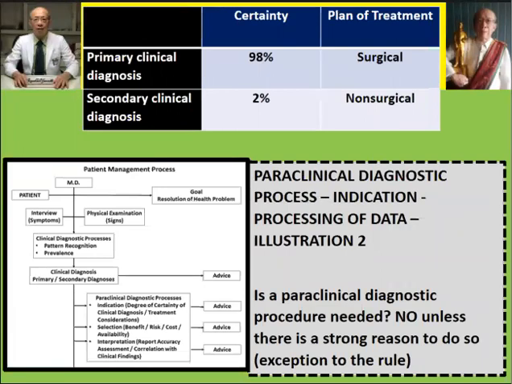Illustration 2: the degree of certainty for the primary clinical diagnosis is 98%, a high percentage of certainty, and 2% for the secondary clinical diagnosis. The treatment plan is surgical for the primary diagnosis and non-surgical for the secondary clinical diagnosis. Is a paraclinical diagnostic procedure needed? No, because of the high degree of certainty, even though the treatment plans for the primary and secondary clinical diagnosis are different.